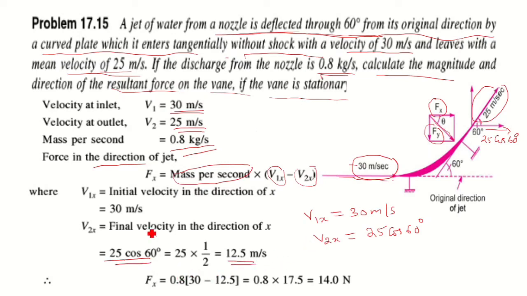Substitute, mass per second is already given here, 0.8 kilogram per second. 0.8 into 30 minus 12.5, the final velocity. And the x component of the force is 14 Newton.